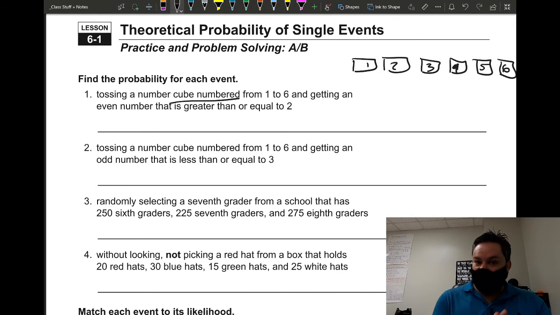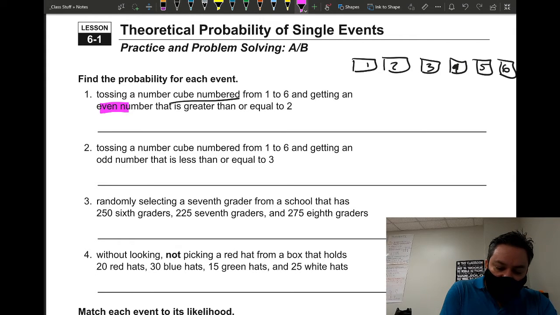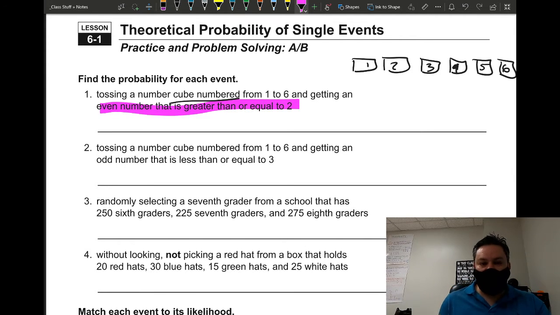Now, let's look at the words and see what they're asking. It says, tossing a number cube from numbers 1 through 6 and getting an even number that is greater than or equal to 2. So what I'm looking for is an even number that is greater than or equal to 2. Now, if I label this over here on the side, I did a little bit of a drawing. It took me 2 seconds to do it. I can actually see what's going on. What is important to remember is this keyword, greater than or equal.